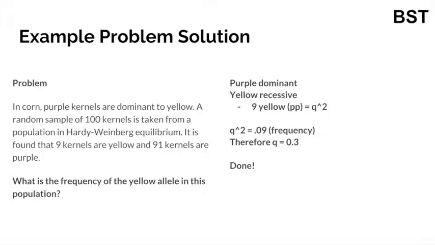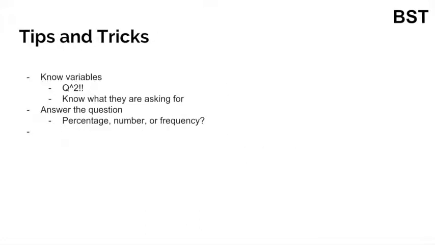But what we do know is that q squared is equal to the number of yellow kernels, which is 9. And make sure you write q squared as 0.09. Remember, it's a frequency, not a number. This problem is pretty simple. All we need to do is find q, which is what we want to solve for, so we just take the square root, and that'll give us q equals 0.3.